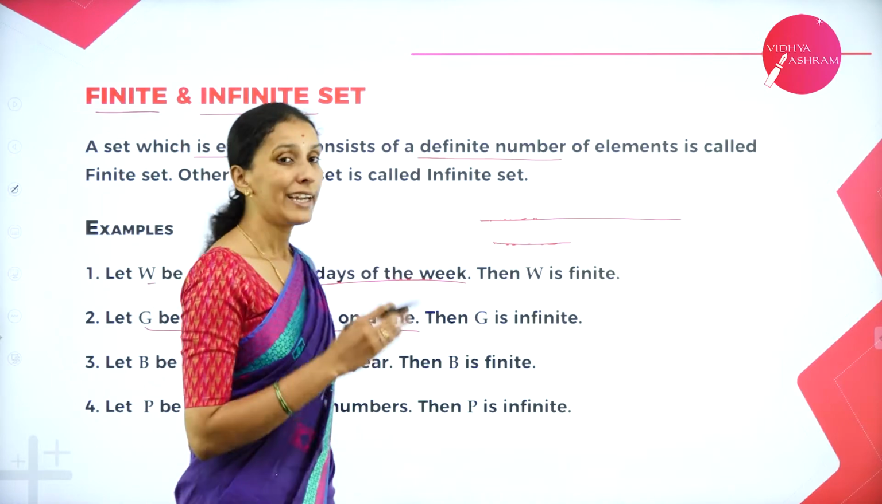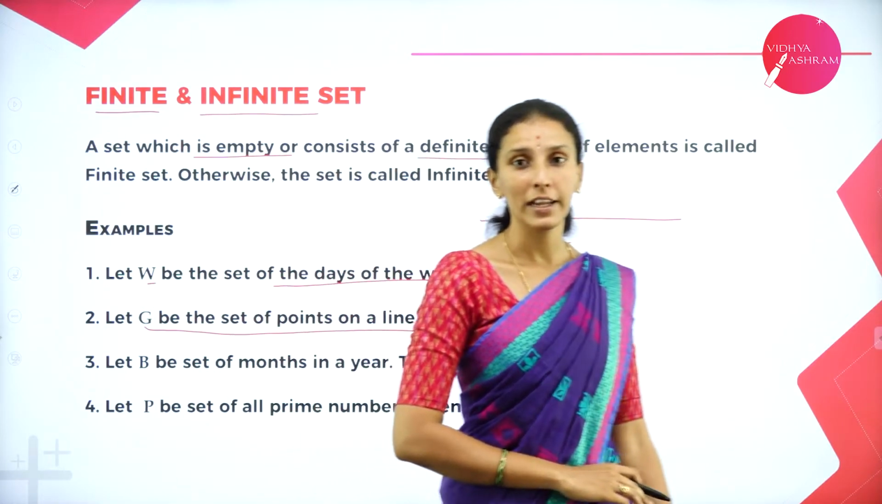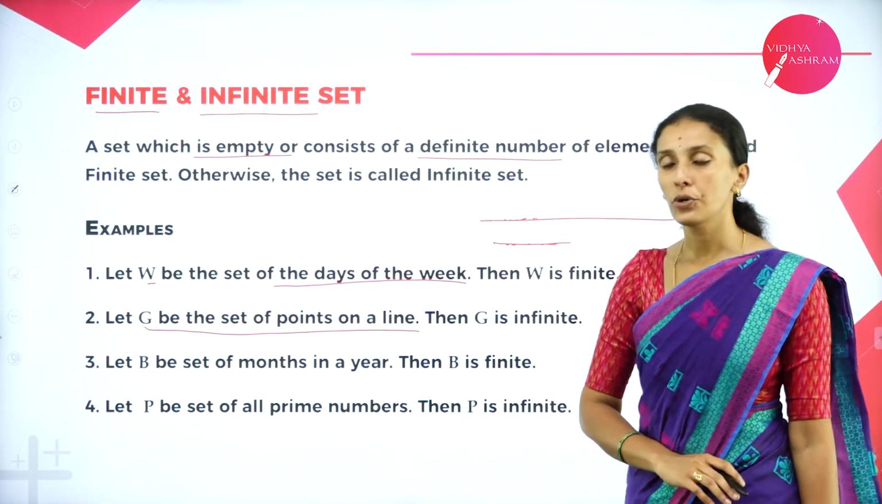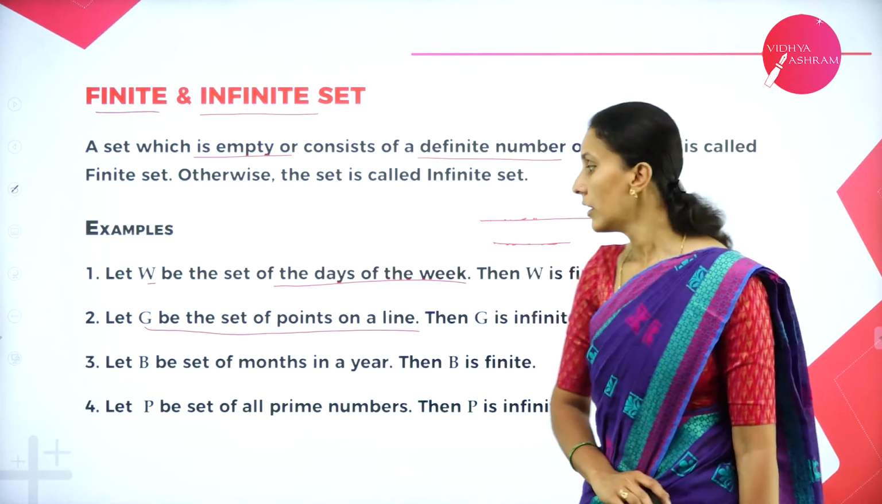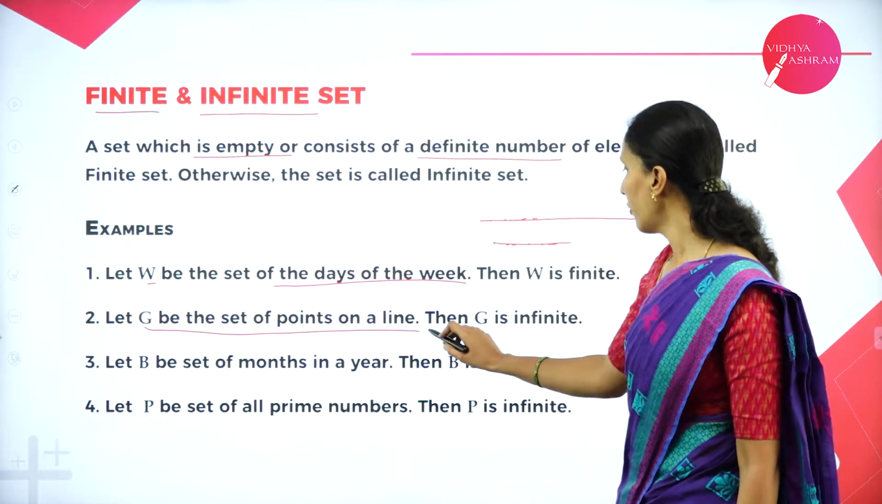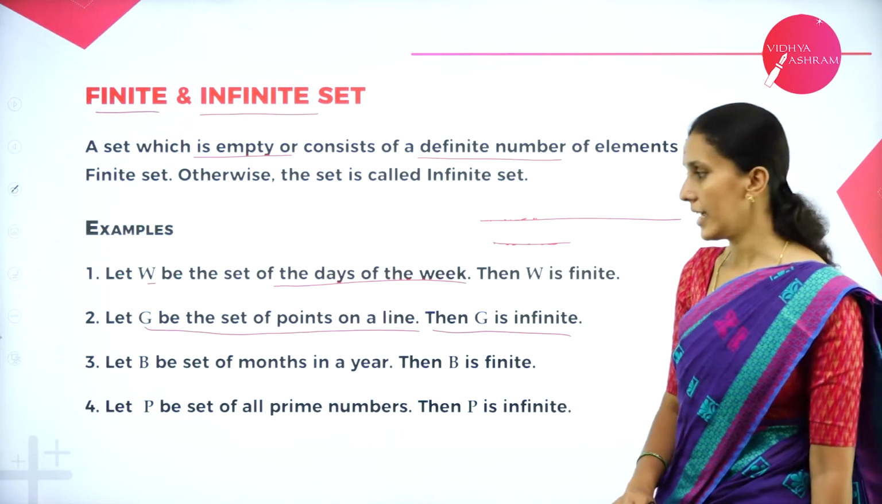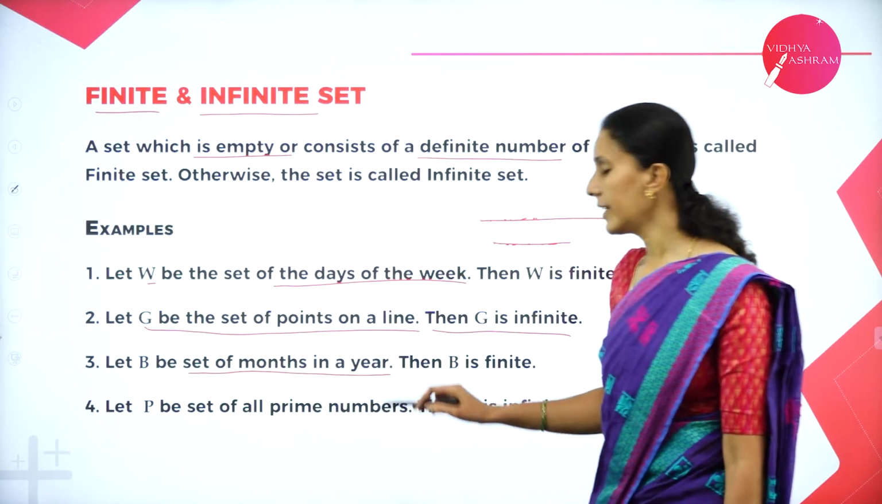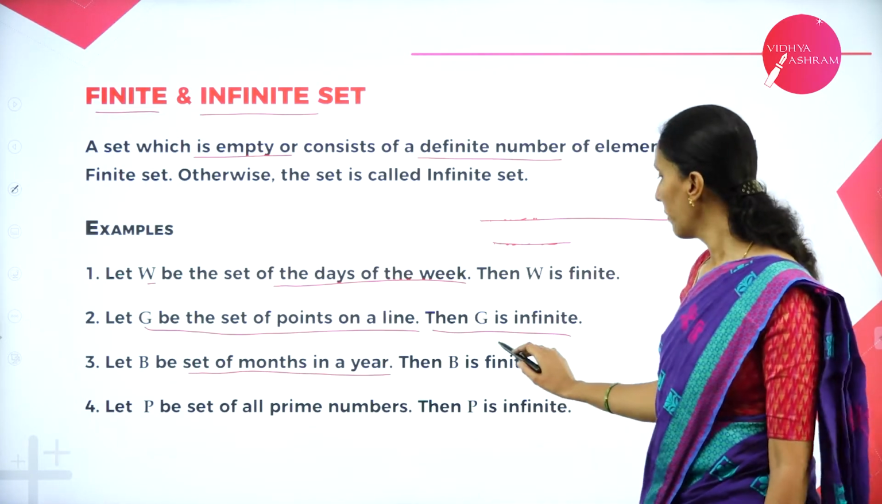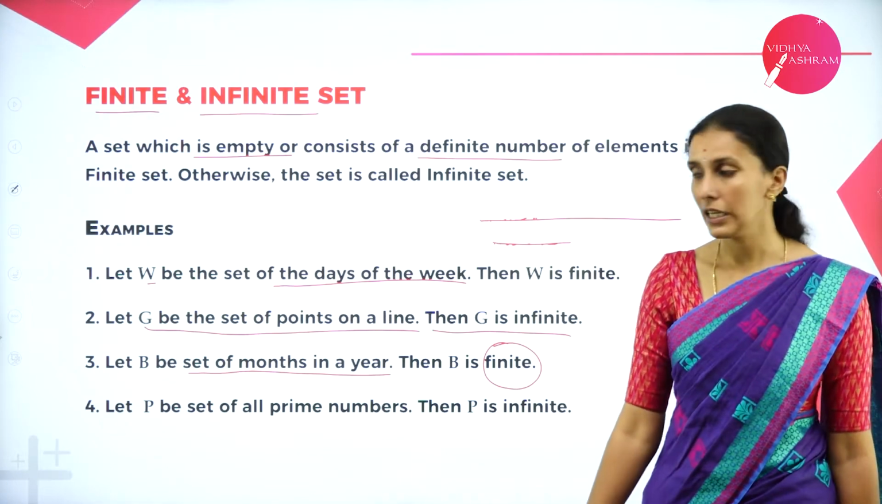So therefore, it is an example for an infinite set because you cannot count the number of points on a given straight line or any curved line. So therefore, G is an infinite set. Next, let B be the set of months in a year. It is finite because we have 12 months in a year.